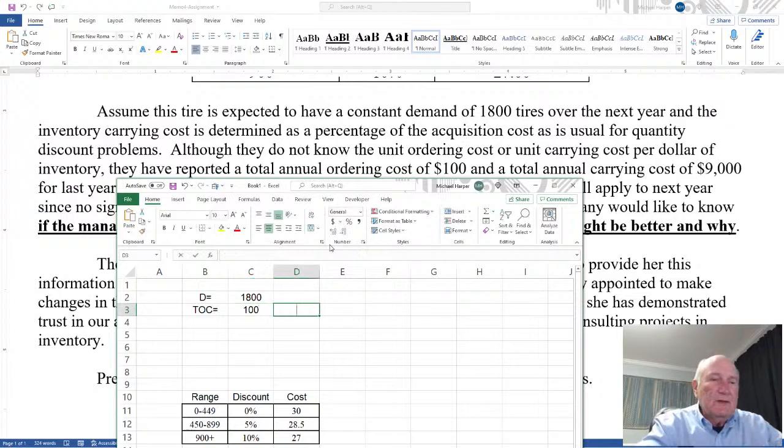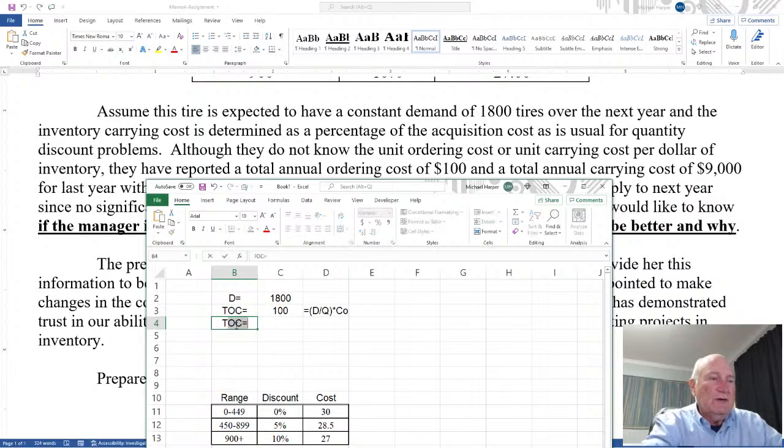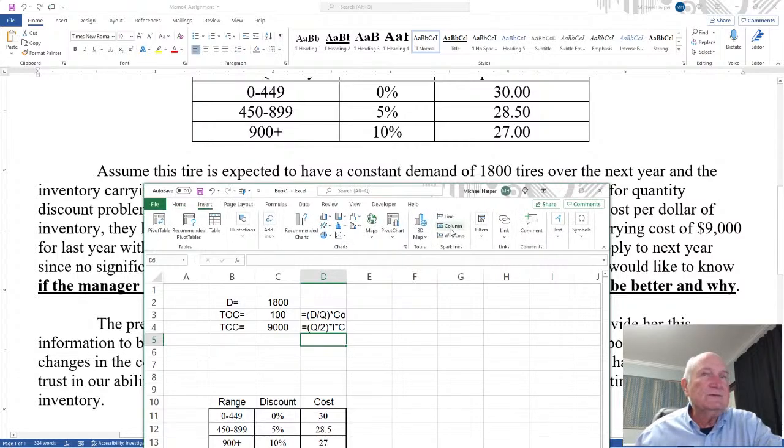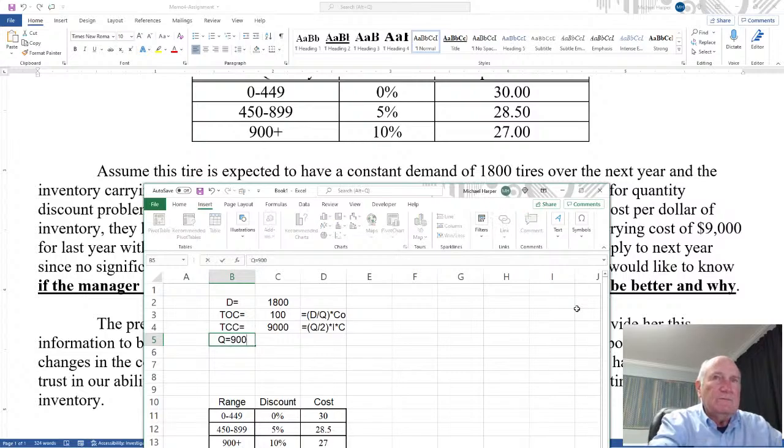Okay, and if you recall, the ordering cost equals the frequency, which is D over Q times C sub O. So we'll use that relationship here in a minute to calculate C sub O. And then they reported total annual carrying cost of $9,000. So we have a total carrying cost of $9,000. And if you recall, that equals the Q over 2, the average inventory, but for quantity discounts, it's times I times C. Okay, and we have I is what we're going to be calculating, the cost per dollar per time, and the C is given up here to be 27. Okay, and so this is for a Q of 900 and a C of 27.